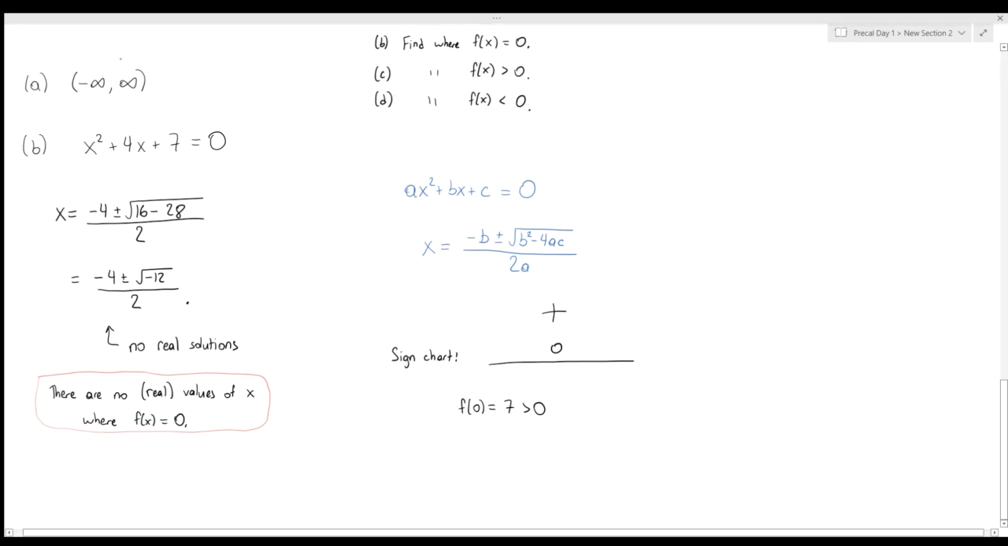All right, so that means f is positive for real numbers, actually. And then what does that say about where f is negative? Well, there are no places where f is negative. So the answer to part C is that there is no answer, if you will.